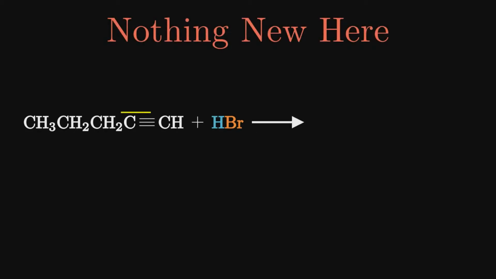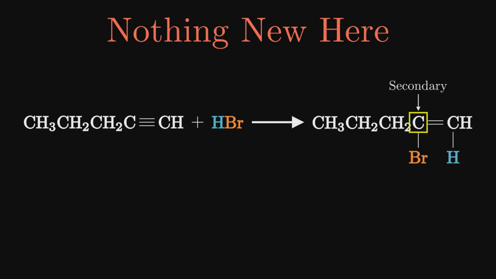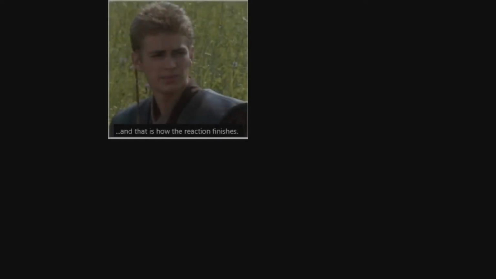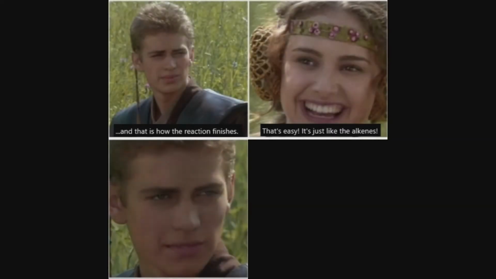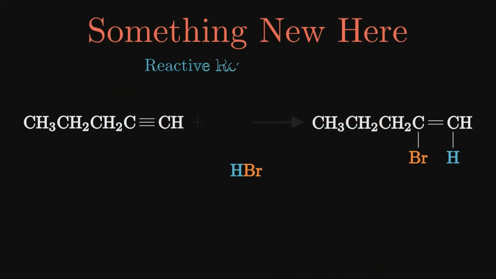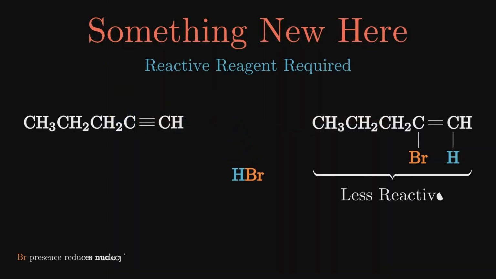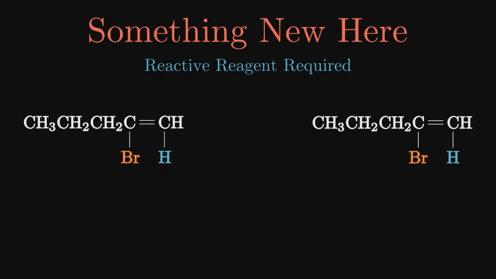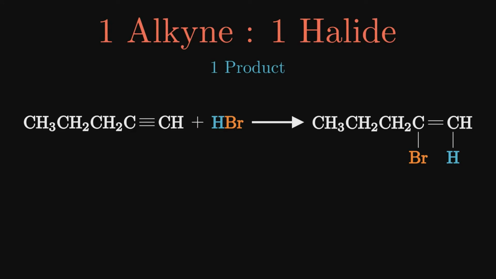The basics of the reaction with an alkyne are identical to that with an alkene. So if we add HBr to the terminal alkyne pent-1-yne, we end up with a substituted alkene where bromine lands on the secondary carbon, and that is how the reaction finishes. Sorry, maybe sometimes. The product is a substituted alkene, which is less reactive than the original alkyne. So when the ratio of alkyne to halide is 1:1, the monosubstituted product will be the only product of the reaction.